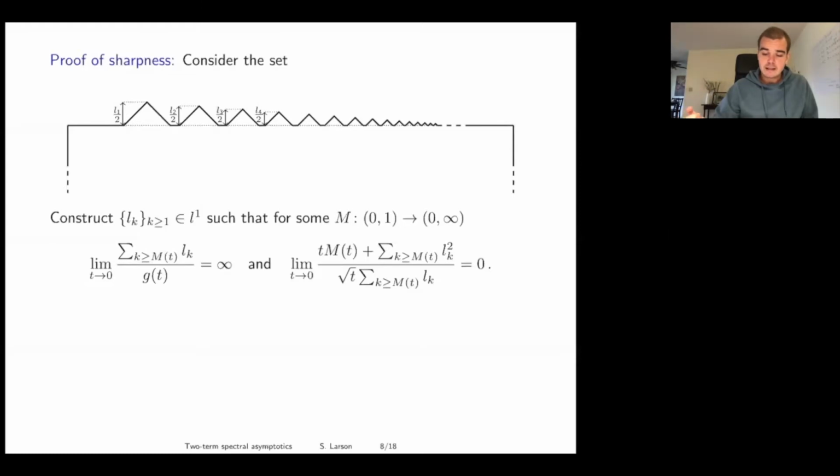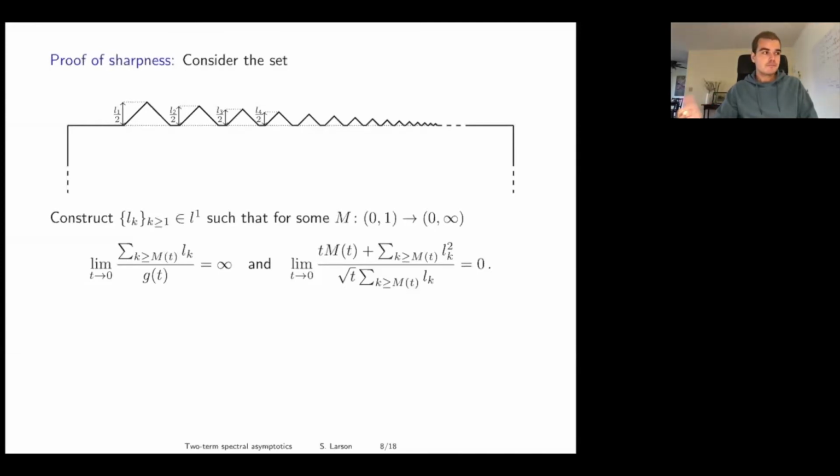So why does this give you what you want? Well, the idea is that you make an inner approximation of this set by removing all the triangles that are at a scale smaller than square root of t. You can prove that that has an order t effect on the heat trace, but it has an order square root t effect on the perimeter.